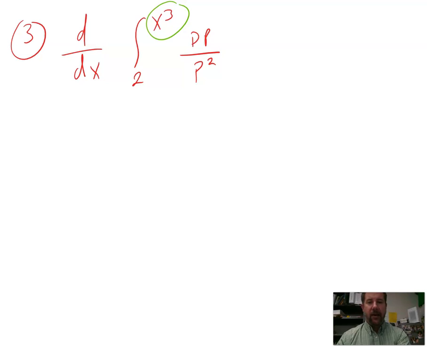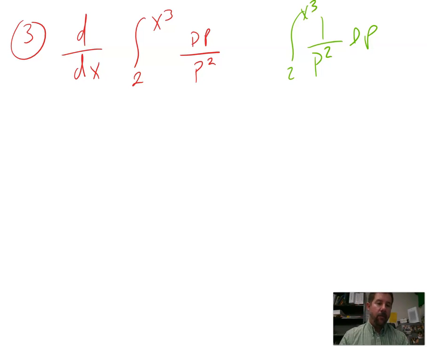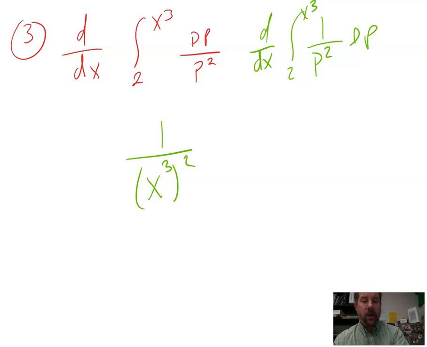Now I know over here, this confuses us sometimes, this dp over p squared. Just remember dp is your differential. If you don't like this, you could rewrite this as 1 over p squared dp. That might be a different way of seeing this, but those two things are the same thing. So, we said all you got to do when you take the derivative of this is plug in. So this would become 1 over x cubed squared. 1 over p squared, I plug in for the p, whatever it is there.